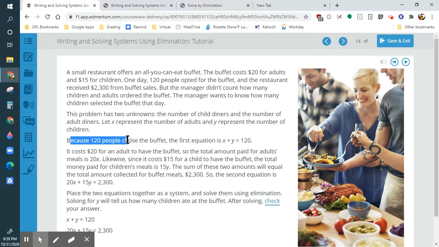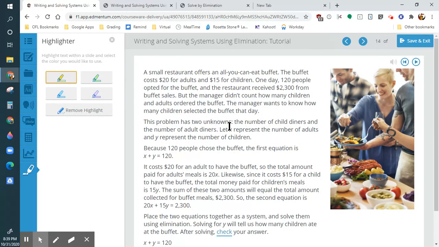Because there's 120 people, choose the buffet. The first equation is this. We're having two situations here: adults and children. We don't know how many adults, so we're going to say X represents the number of adults. That's right here. If you ever need help with that, you can always just highlight this as a reminder. So X represents the number of adults, and then Y represents the number of children.